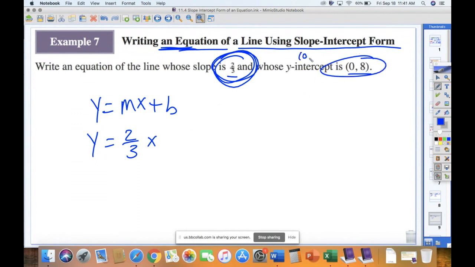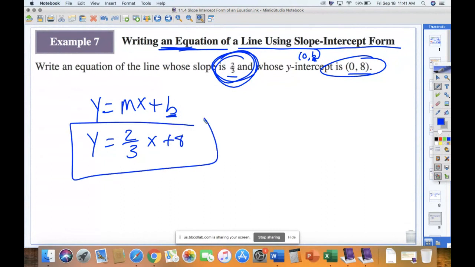Remember, our y-intercept is (0, b). Back in 11.2, I said, when we do these intercepts, it's (0, b). We'll be coming back to that b idea. Here it is. Here's b. So it's plus 8. And you look at that and you go, oh, well, that doesn't seem so bad. I can do that. And you can. No doubt about it.